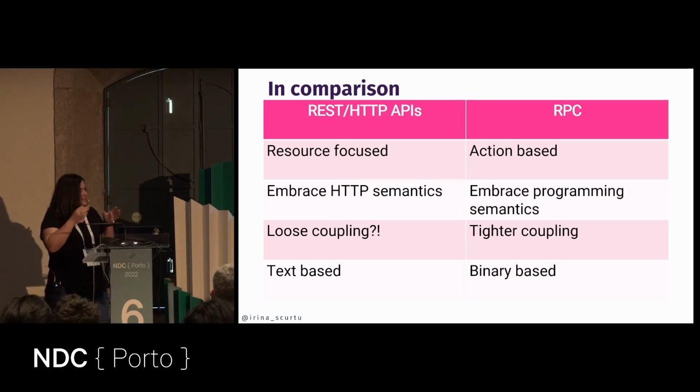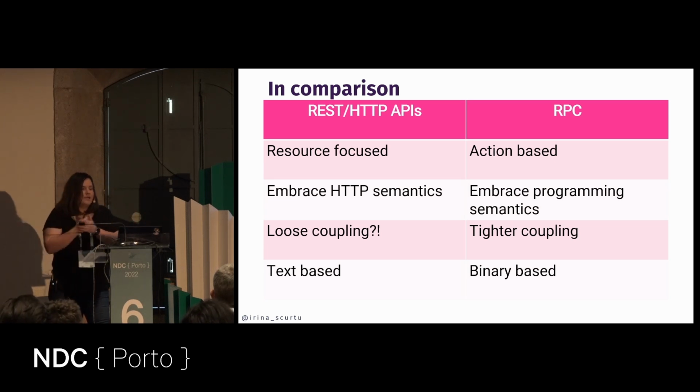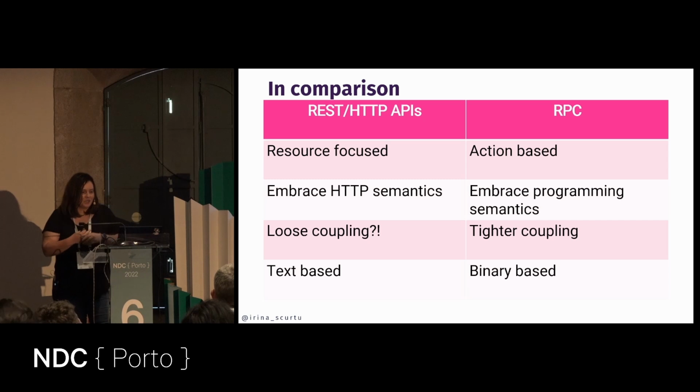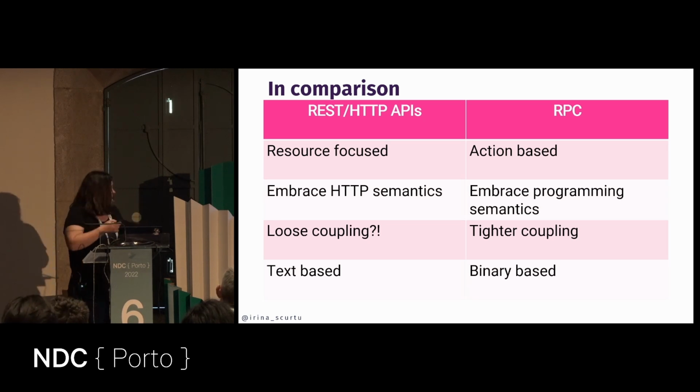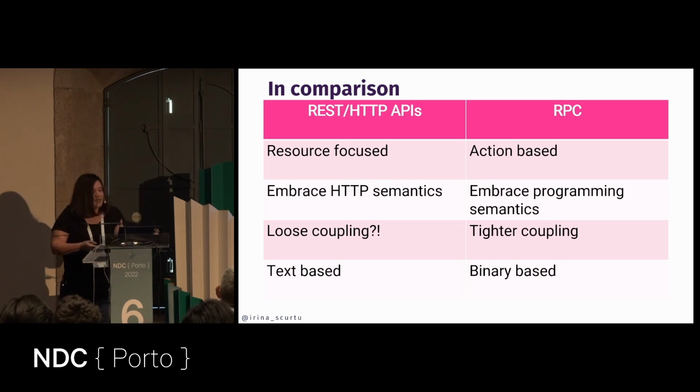Because this is a scenario where we're talking about server-to-server communication, not browser to API. Browser to API is a different story called gRPC Web, that is still in development, and it deserves a different talk on its own. RPC has a tight coupling. You have that proto file that you move around and you act on that. The first one is text-based, and the second one is binary-based.